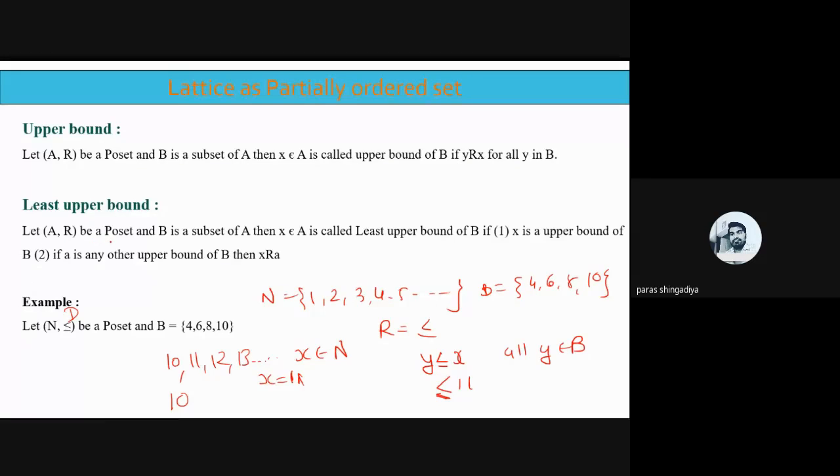Let A be the poset, B is a subset of A, and X belongs to A is called the least upper bound of B if the first condition is there: X should be the upper bound of B, and if a is any other upper bound of B, then X less than or equal to a should be satisfied. Clear? If a is any other upper bound, the other upper bounds here are 11, 12, 13, 14 and so on. So we can easily check that 10 less than or equal to 11, then 10 less than or equal to 12, 10 less than or equal to 13, 14, 15 and so on.